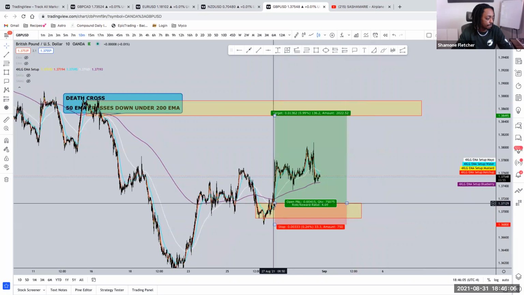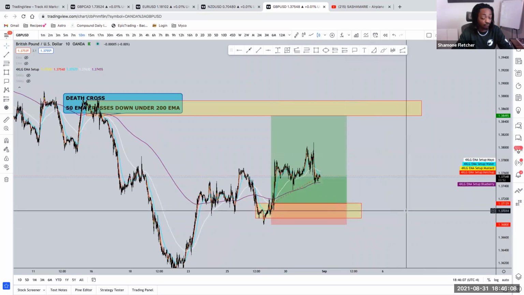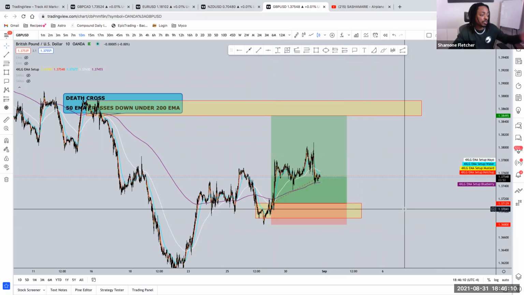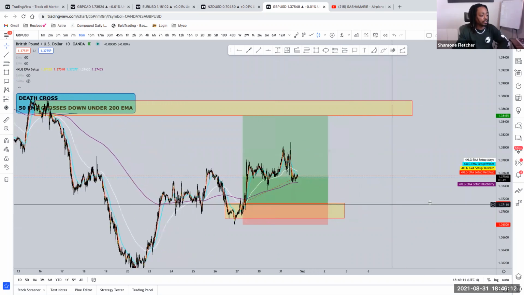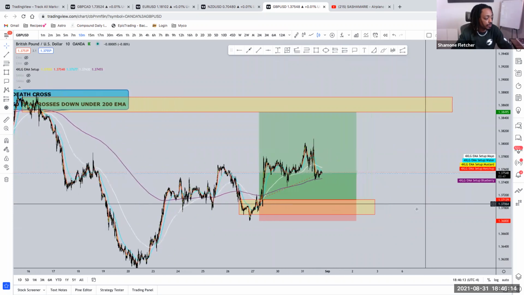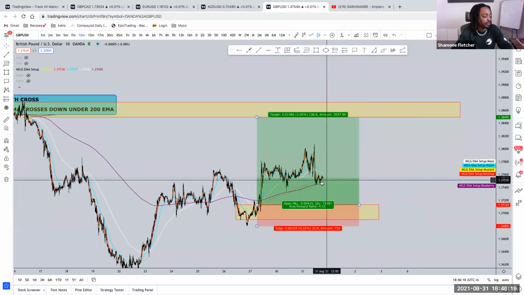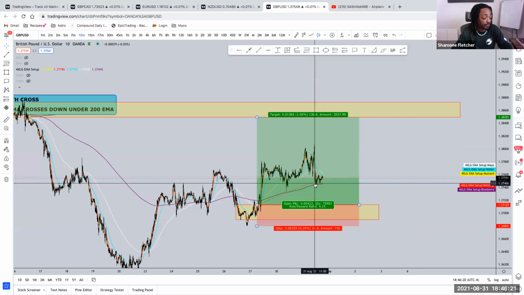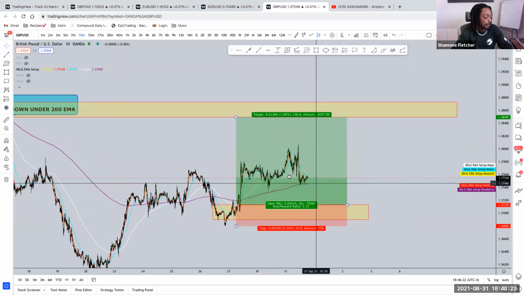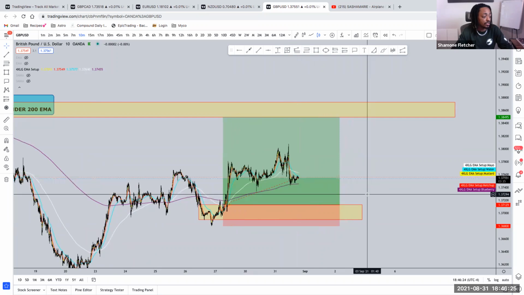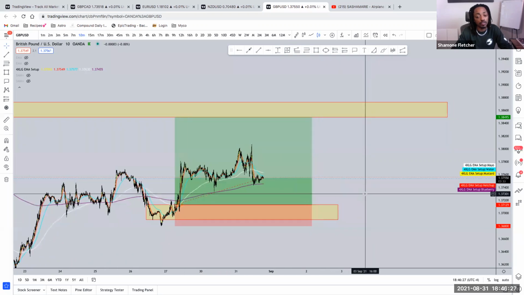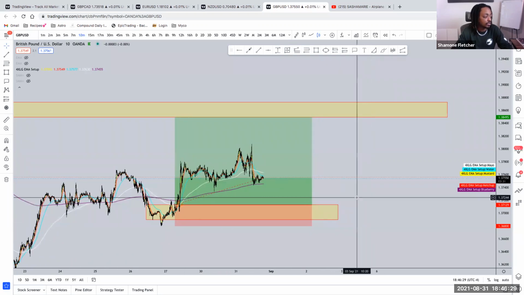That's what it would look like, just using the crosses. I'm not really too focused on price or anything like that, just looking at where the moving averages are. Where is price in relation to those moving averages? Is it time to execute, yes or no? It's really that simple, guys.